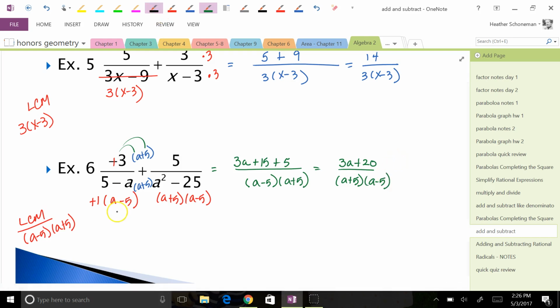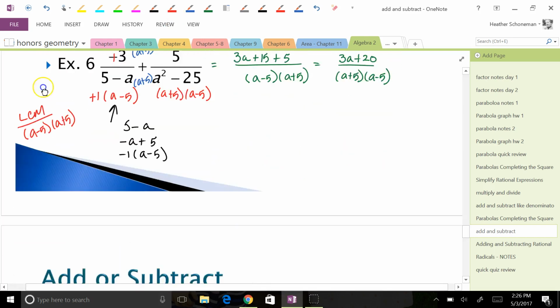Now, on a side note, if I went a little fast on this one, remember last time, 5 minus a, I can rewrite that as negative a plus 5, and then I factor out the -1, so it's that. That's how I rewrote that, but we learned that in class last time, so if you missed that or if you forgot, that's what I was doing. Okay, moving along. Example 7.